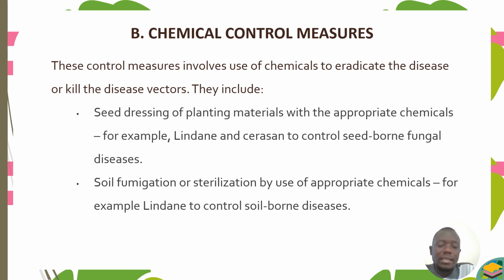They include seed dressing of planting materials with the appropriate chemicals. For example, we've got lindane and Seracin to control seed-borne fungal diseases. Then we've got soil fumigation or sterilization by use of appropriate chemicals. For example, lindane to control soil-borne diseases. So that's about the chemical control method.